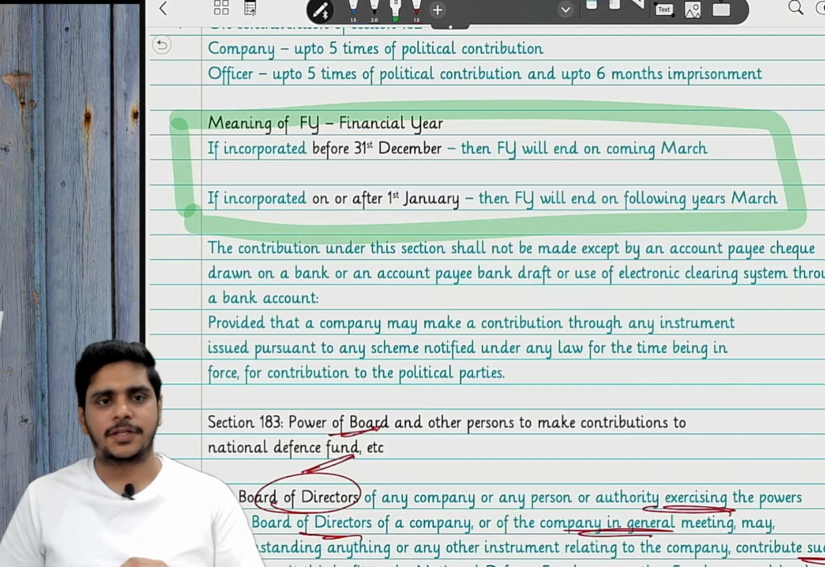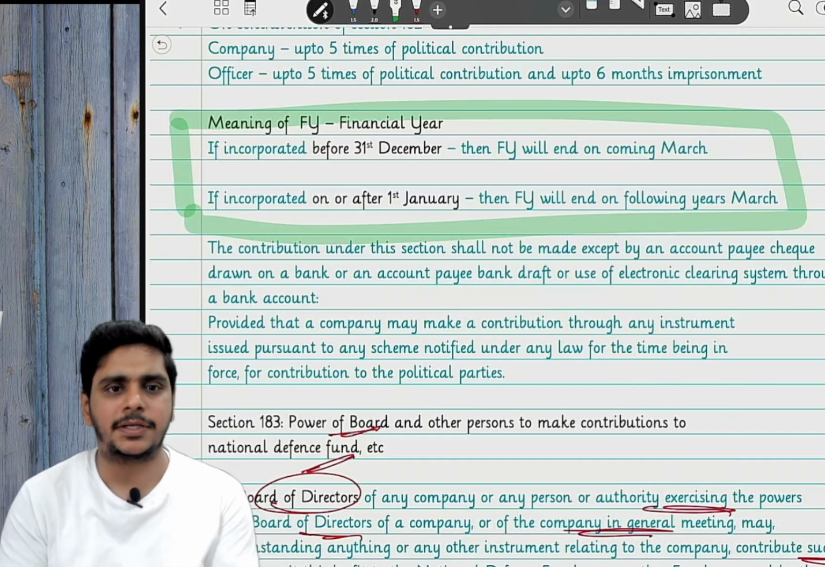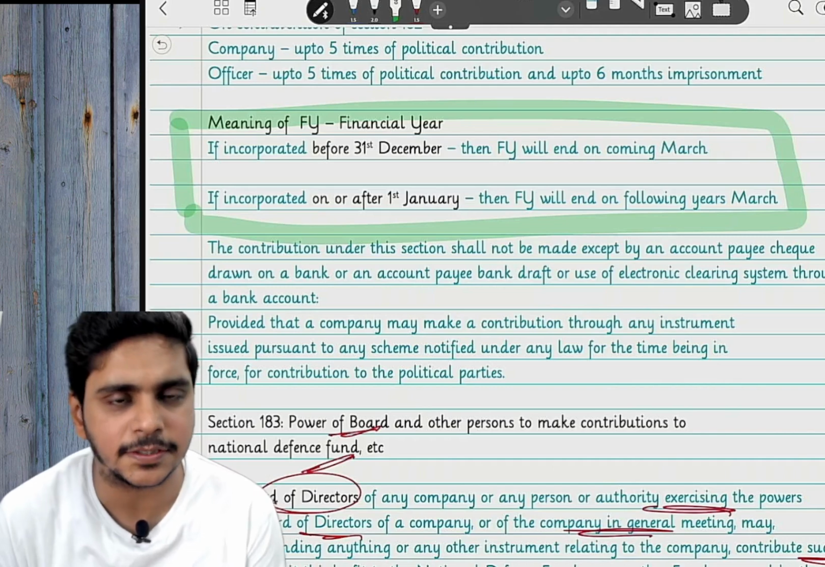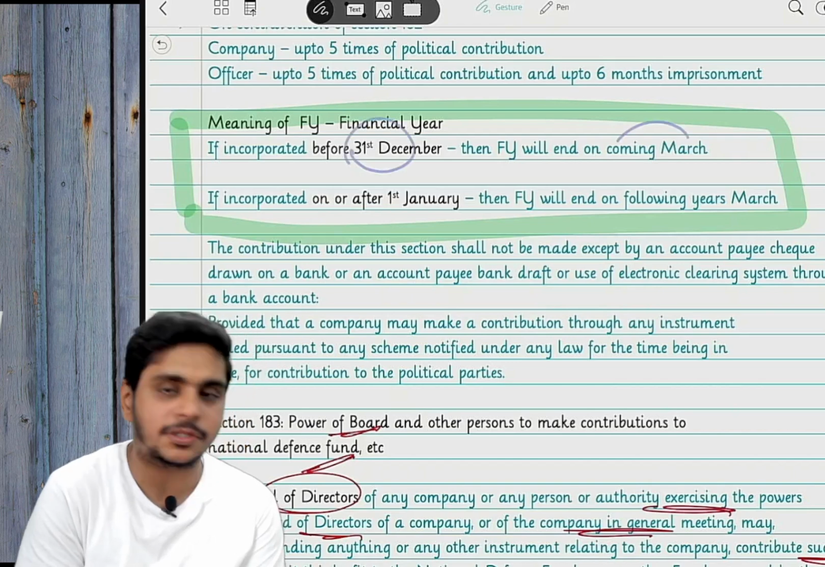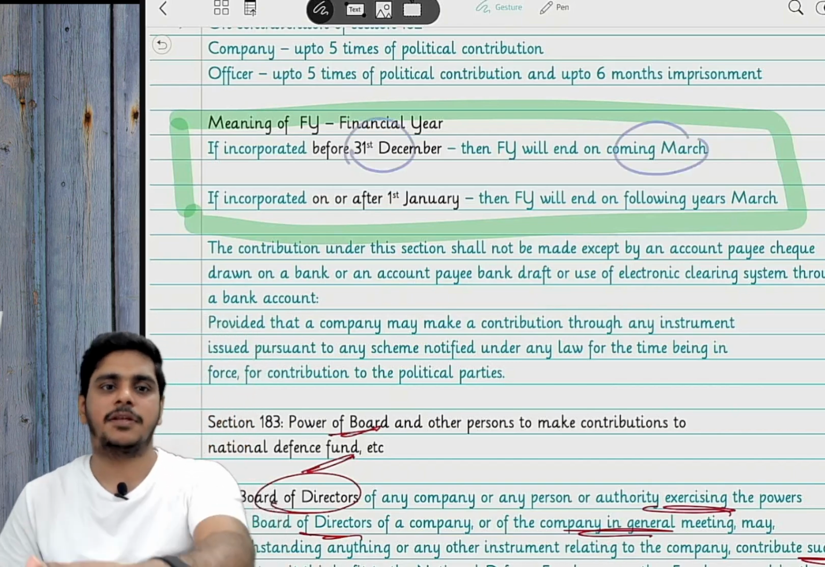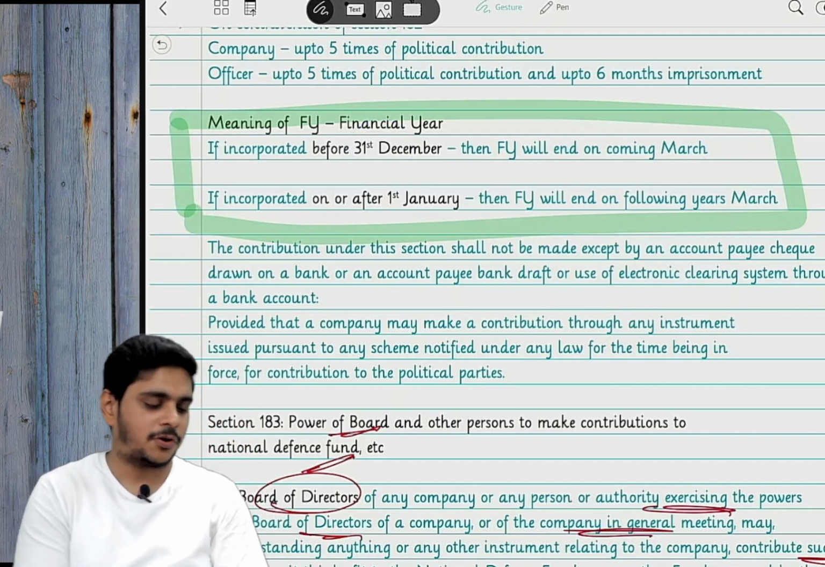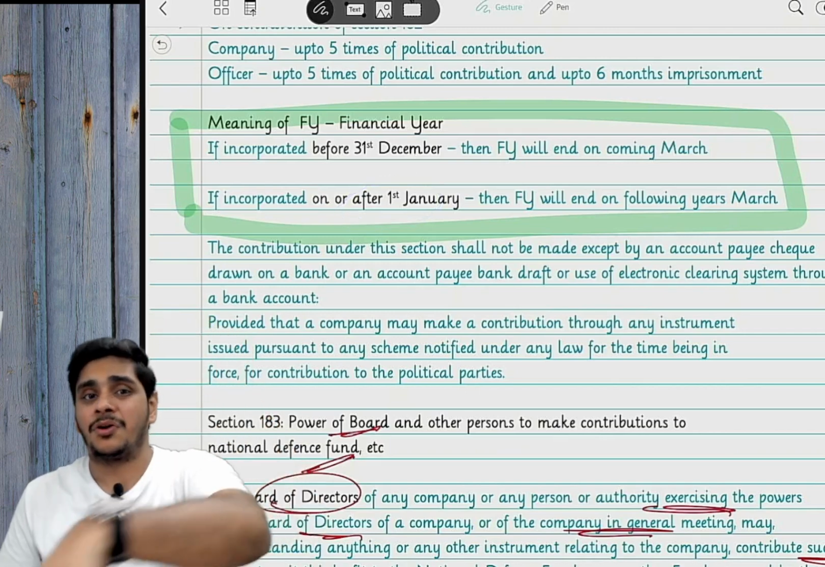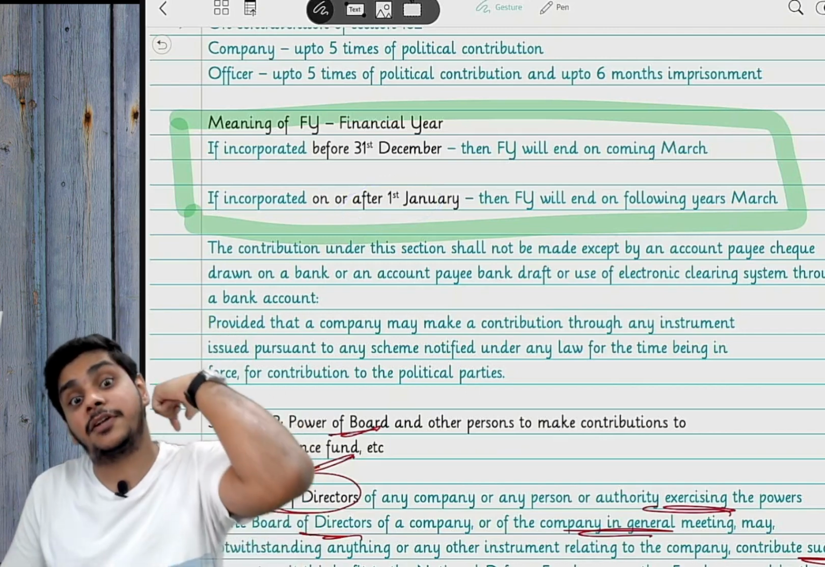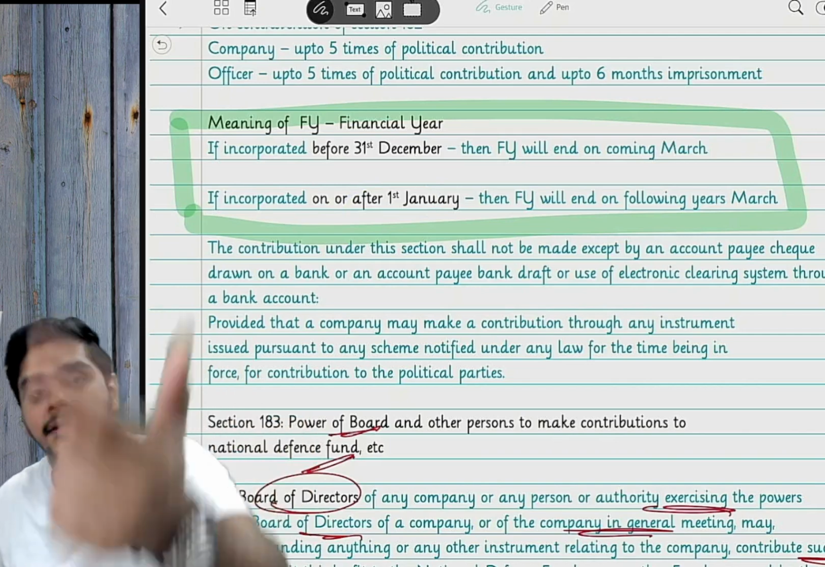Only for your reference, it is basics of your intermediate syllabus, but it is only for your reference. It says if a company is incorporated before 31st December, the financial year ends on the coming 31st March, like after 3 months. If the company is incorporated on or after 1st Jan, then the financial year will end not on the coming 31st March, but after the following year's 31st March, that means the next year 31st March.